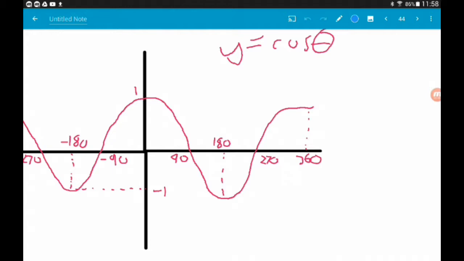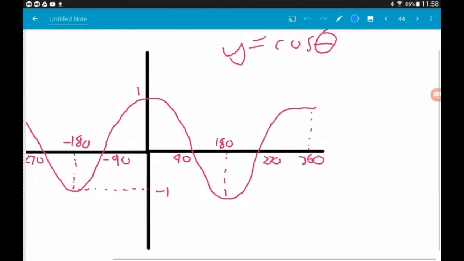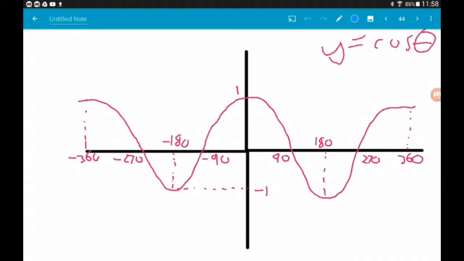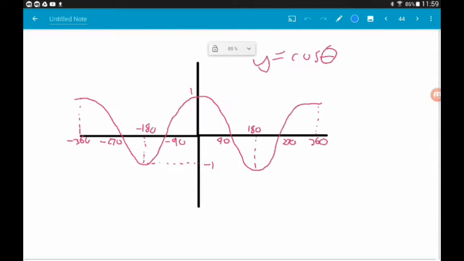So by the time we get to 360 degrees, the graph just repeats what it's done in the last 360 degrees. Negatively, we are symmetrical about the y-axis. So we intercept x at -90 and -270, with our trough at -180, again at -1. So this is the graph that we're going to be transforming. Make a note of it. Let's get going.